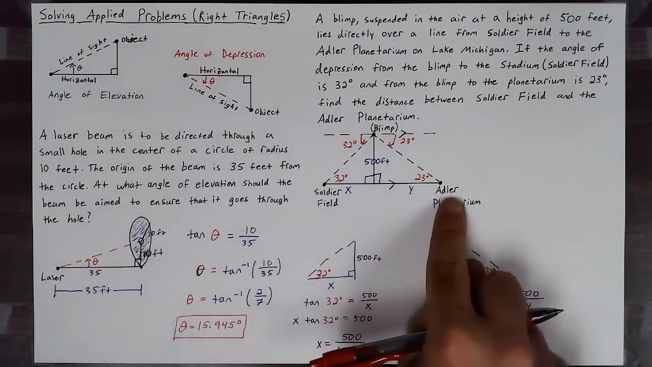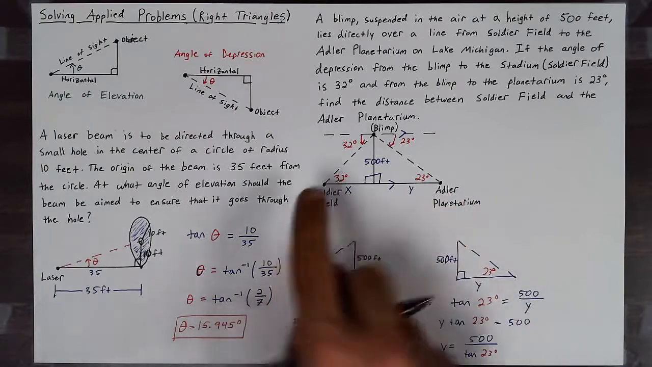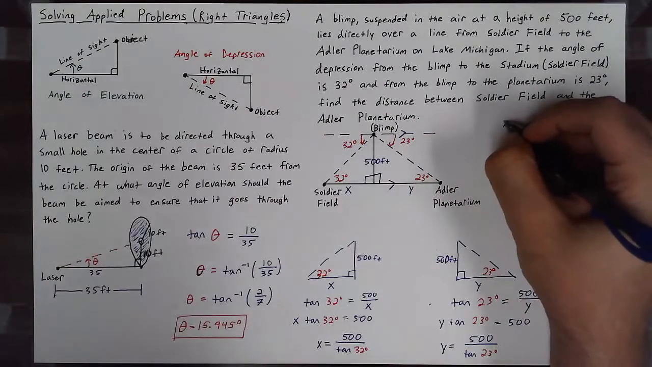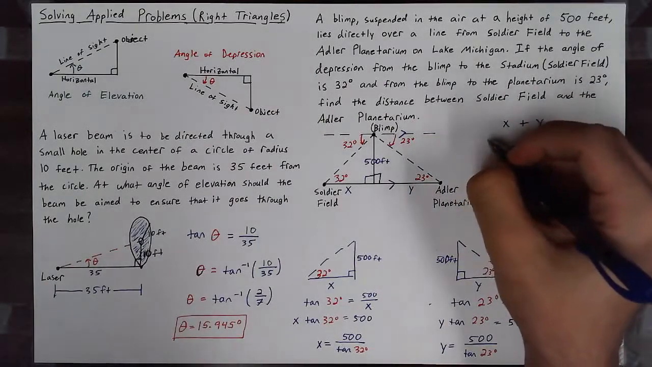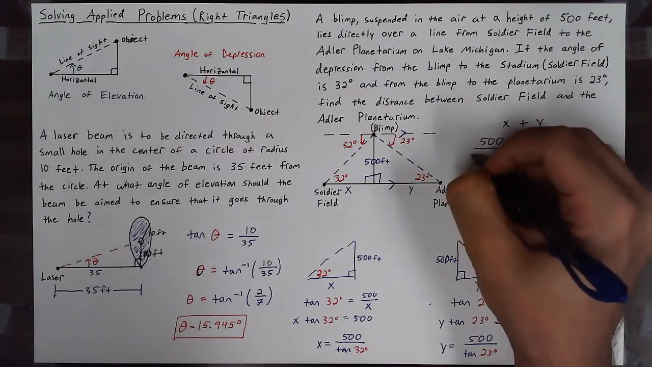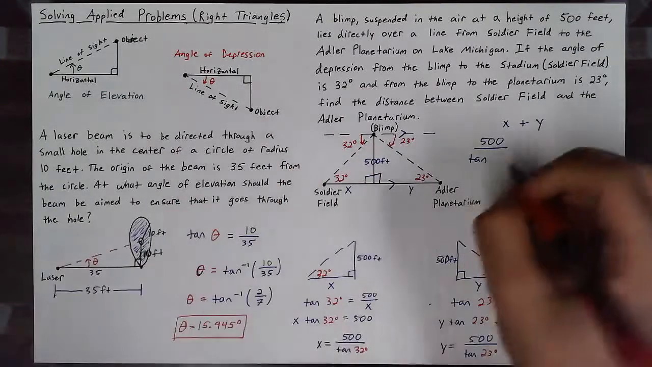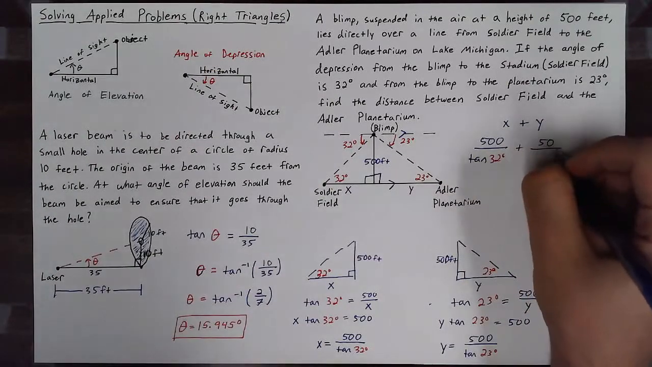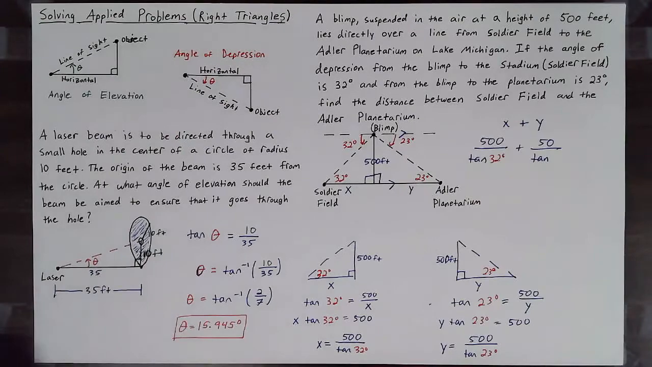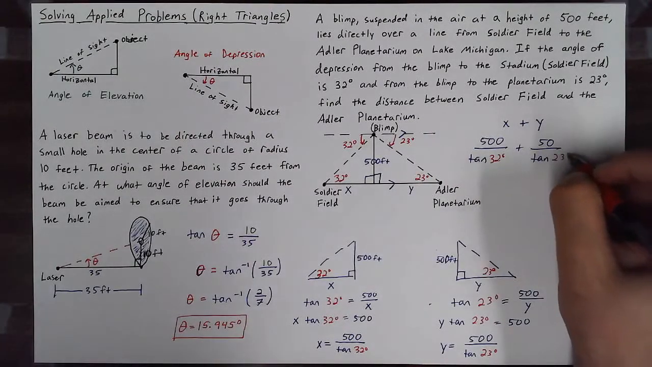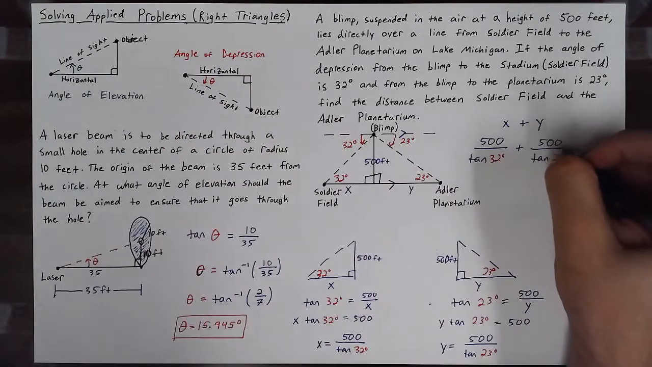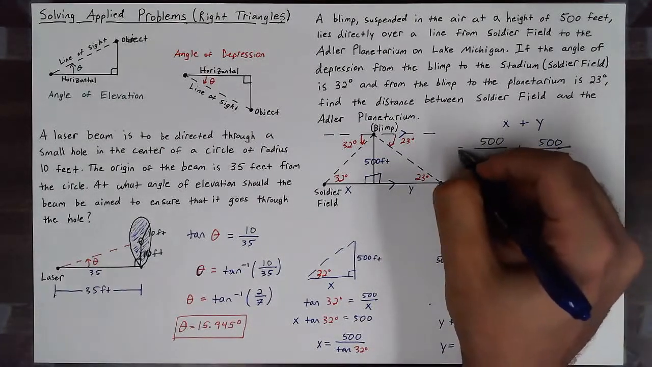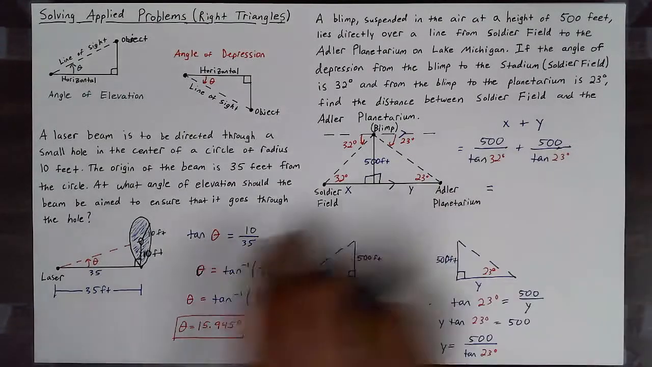So that distance between these two is x plus y, which would be 500 over the tangent of 32 degrees plus 500 over the tangent of 23 degrees. Which when I look at this, I don't really see that distance, just gazing at it. So I'm actually going to plug that into my calculator to actually see what that distance would be.